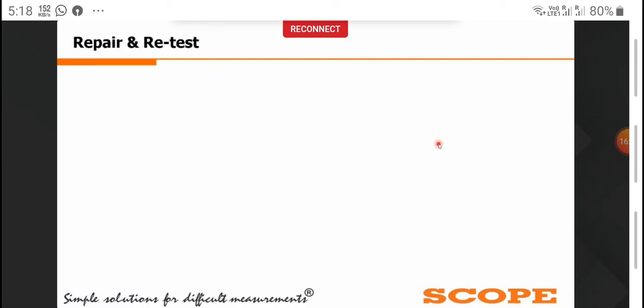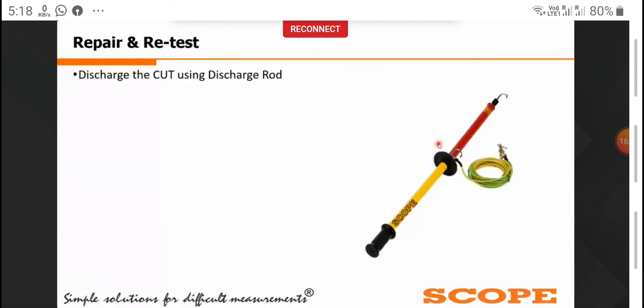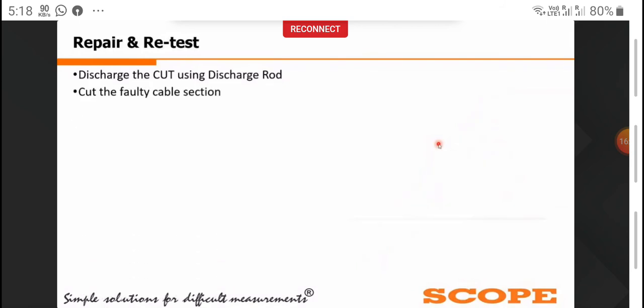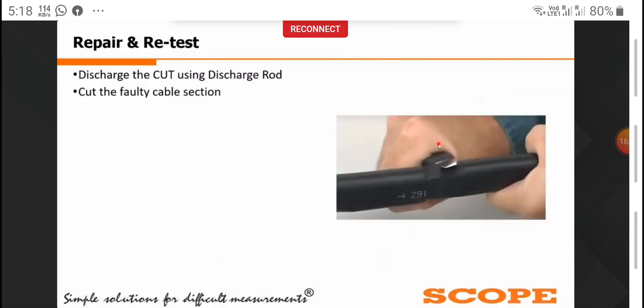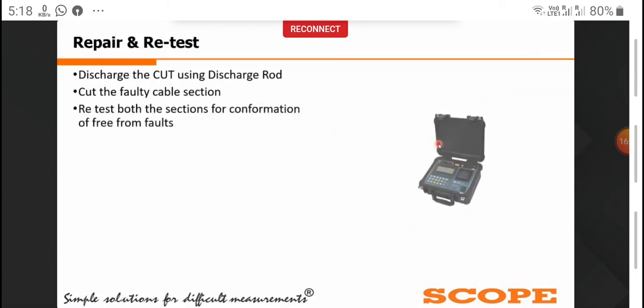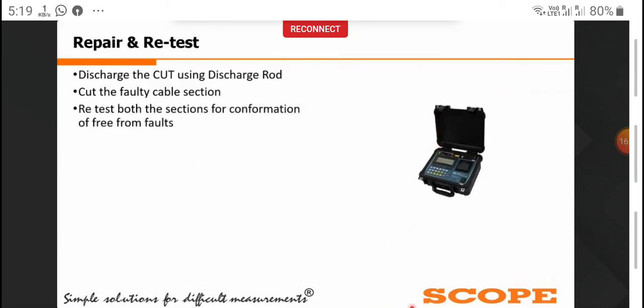In the first step, we disconnect all our instruments, meaning the surge generator and all other instruments. After that, we discharge the cable using a discharge rod. After discharging, we cut the faulty section, and we will have two sections in our hand. We will retest both sections of the cable using the diagnosis procedure and check that there are no more faults in the cable.